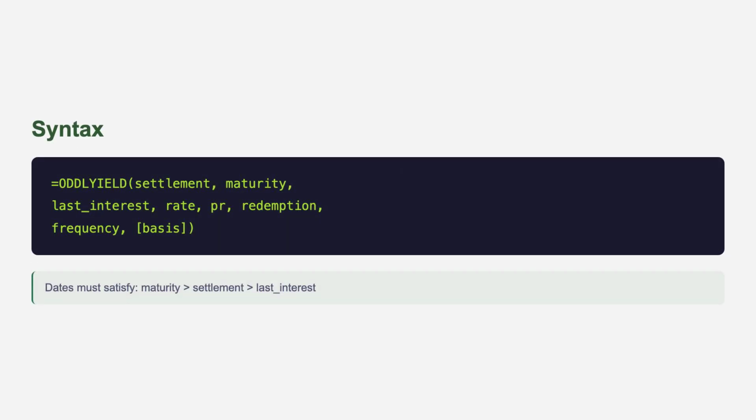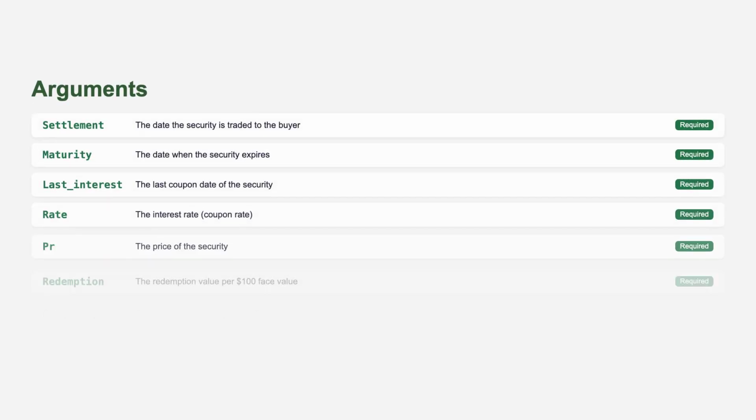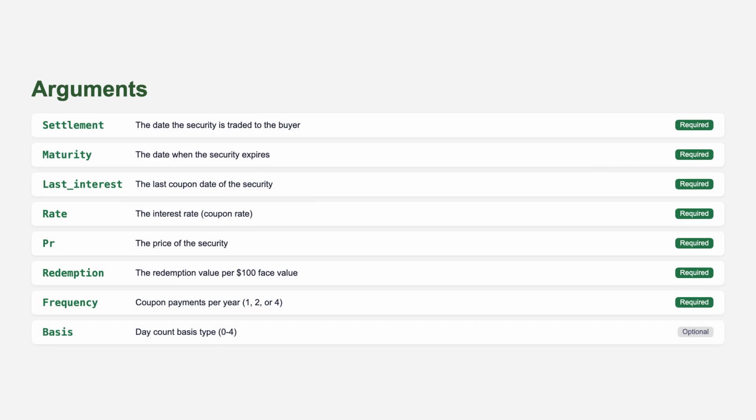The syntax for ODDLYIELD is equals ODDLYIELD, open parenthesis, settlement, maturity, last interest, rate, price, redemption, frequency, and an optional basis argument. The dates must satisfy this order: maturity greater than settlement, greater than last interest. ODDLYIELD takes 8 arguments. Settlement is the trade date.